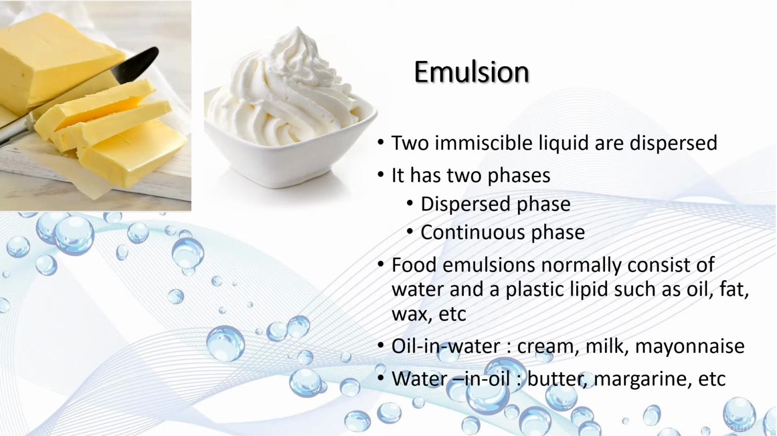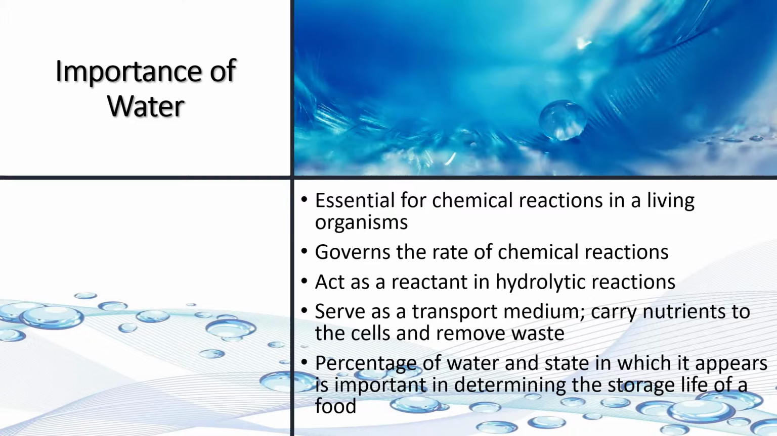The food emulsions are of two types: oil in water, like cream, milk and mayonnaise, and water in oil emulsions, that are butter, margarine, etc. The substance that is present in the larger amount is the continuous phase, and the substance that is present in smaller quantity is the dispersed phase.